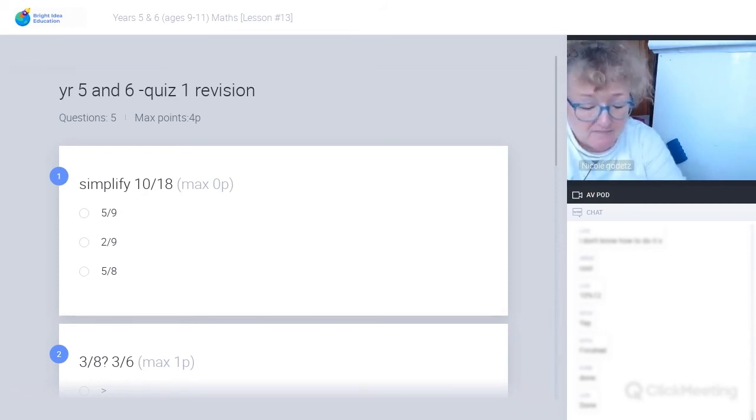3/4 equals what? How many 12ths? Okay, so you're making 12 into 4 equal groups. 12 divided by 4, and if you had 3 of those groups, how many would you have?